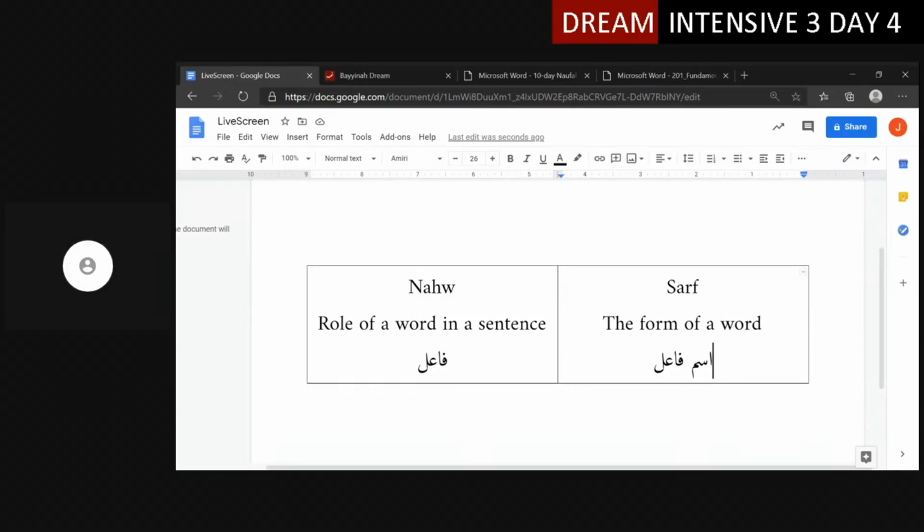That's its form. It can be a commanding verb. That's its form. It can be a forbidding verb. That's its form, and so on. Right? These are all different forms of the verb. So ism fa'il is just another form. Ism maf'ul is just another form of the word, and it has absolutely nothing to do with how the word is being used in the sentence. It has nothing to do with what the word is doing in the sentence. Make sure you understand that.